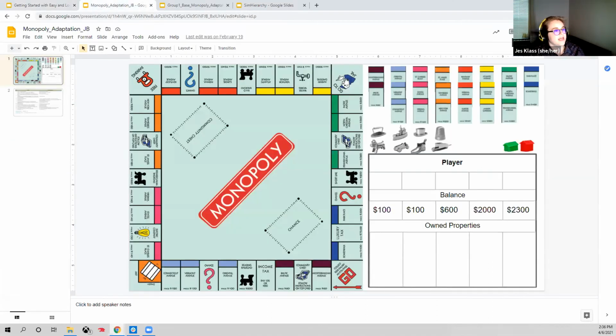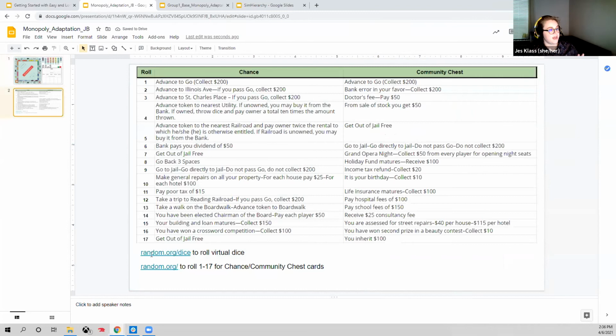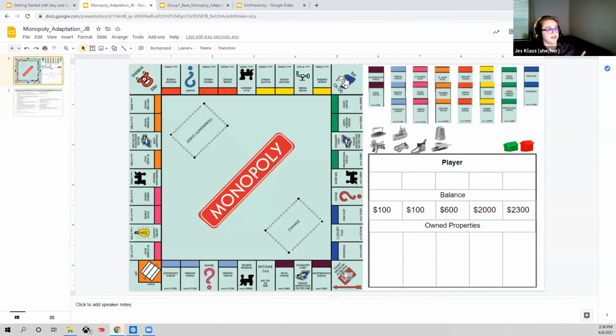This is what it looks like in the version that is untouched. You can see that this has not been played by any students, but the way that it works is if I want to play as the hat, I can drag myself over to Go. If I then wanted to roll a die, there's random.org/dice. I set that to be rolling a 6. I can roll that, and then however many spots I need to go, I can drag myself.